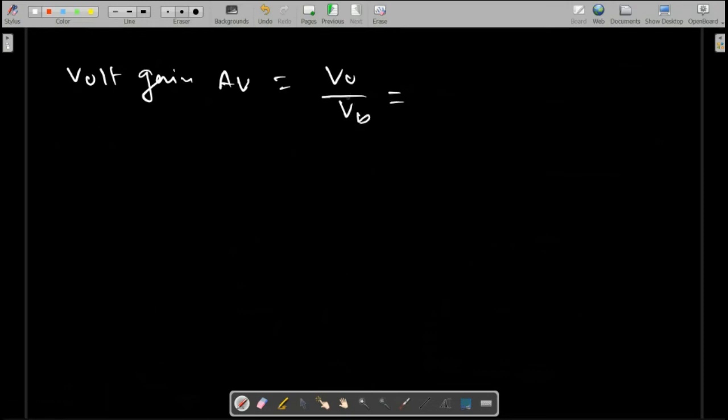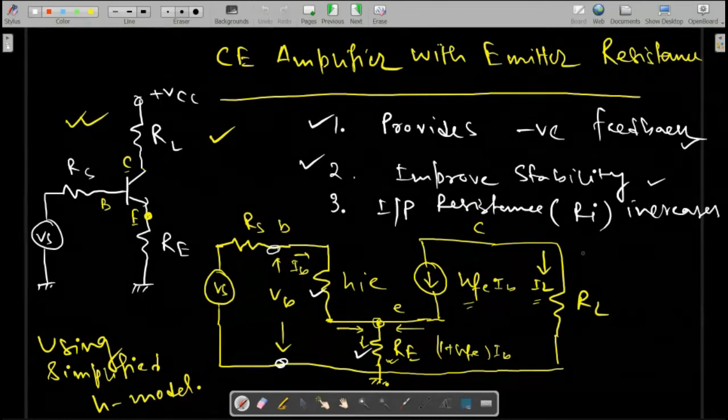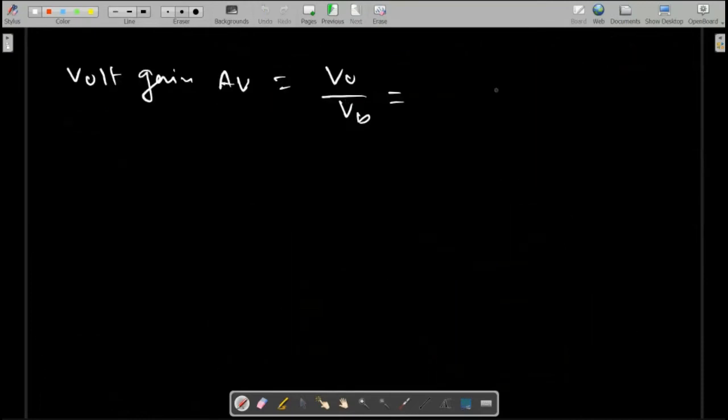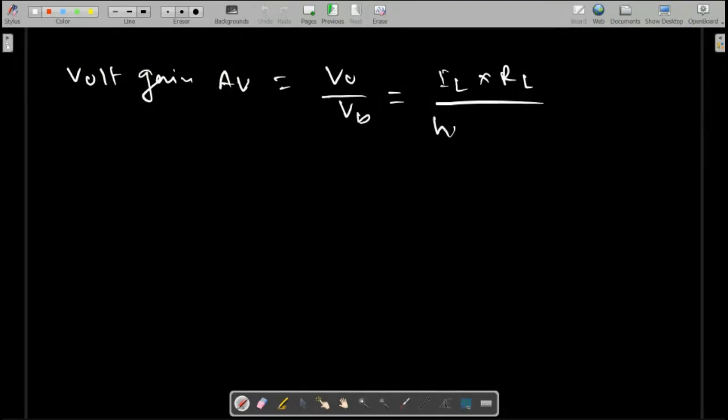So can you tell me what is the value of V0? How much? Across RL, IL. Yeah, current. Now you people become expert. So IL into RL divided by VB, we just derived this one. VB term means this one: HIE IB, just copy that, HIE IB plus 1 plus HFE into IB into RE.